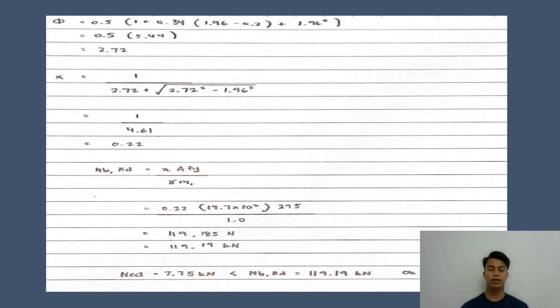Now after we do all of the calculation, we want to find the Nb,Rd. So the Nb,Rd equals chi multiplied by A multiplied by fy over gamma M1. The chi that we get is 0.22, so we multiply with the A, and we multiply with the fy. The fy for this section is 275 divided by gamma M1, and gamma M1 equals 1.0. So the total that we get is 119.19 kN. So NEd is equal to 7.75 kN, while the Nb,Rd is 119.19 kN. So it is okay.